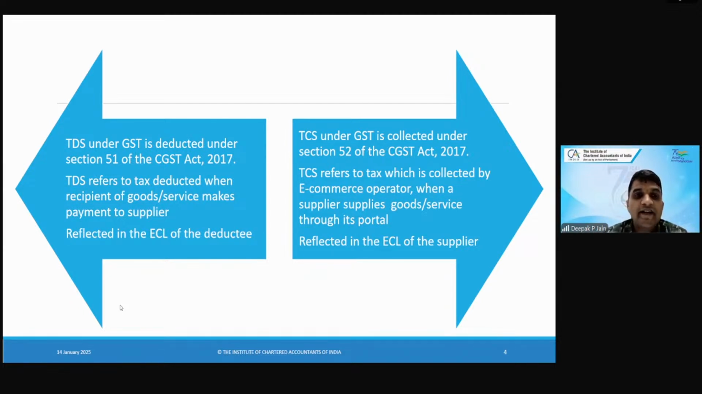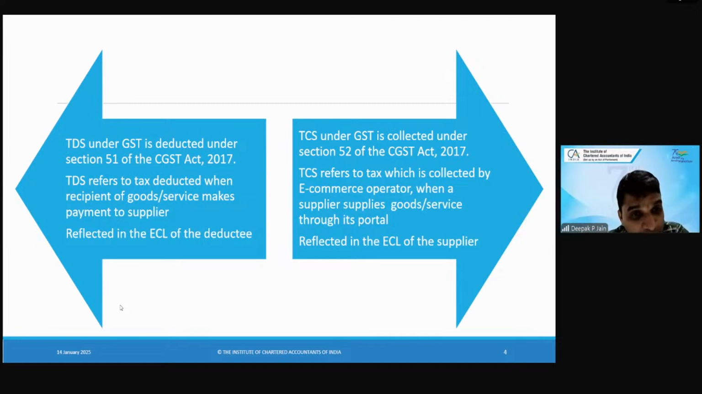Okay. TDS under GST is deducted under section 51. So primarily we know TDS and TCS. Now let us see what is the difference between TDS and TCS. TDS is specifically under section 51. TCS is under section 52. Very easy to understand. 51, 52: 51 TDS, 52 TCS.